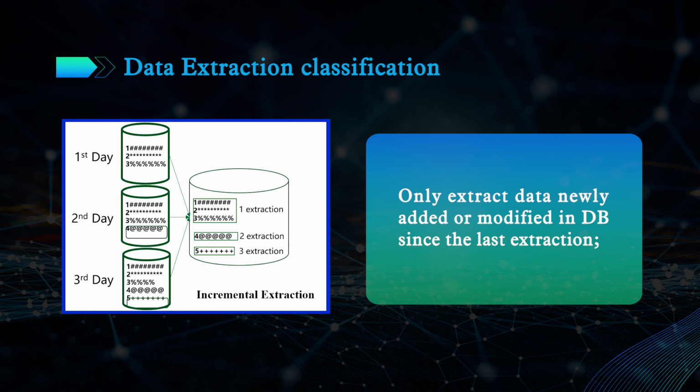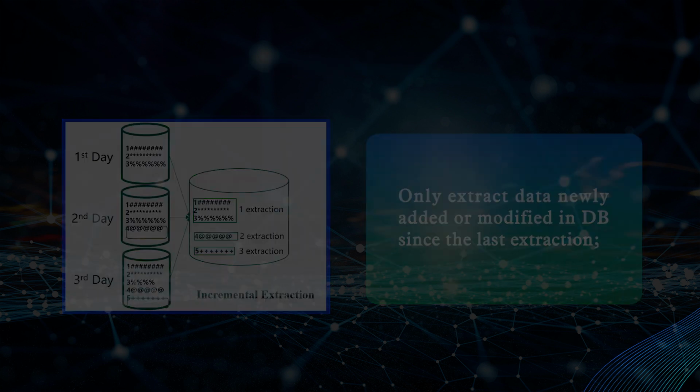Like the right diagram, the first extraction extracts records number 1, number 2, and number 3. The second extraction just extracts the number 4 record. And the third extraction just extracts record number 5. So, most data extraction is incremental data extraction.